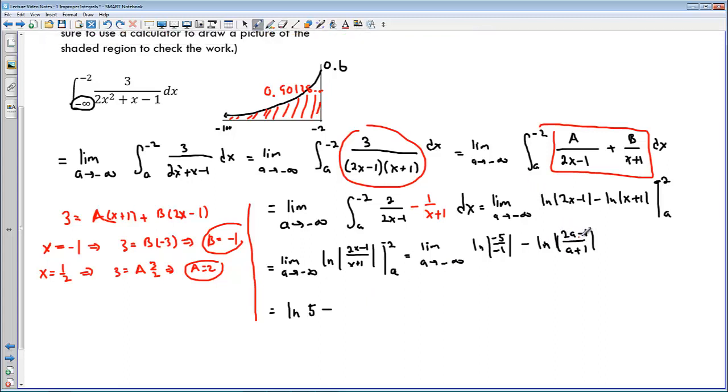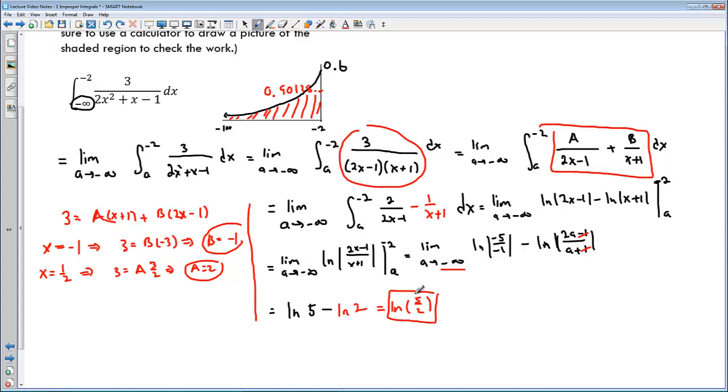These little terms really don't matter here because a is going to negative infinity. So it's really just minus ln of 2. It's just 2a over a, but the a's cancel, so you get 2. And that's because we're going to negative infinity. It only works for infinity stuff. And so that's going to equal what? Well, you can do ln of 5 minus ln of 2, or if you want to put them together, it'd be ln of 5 divided by 2. And that should be my answer.